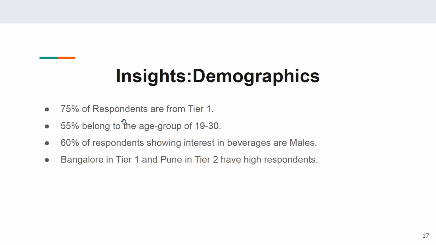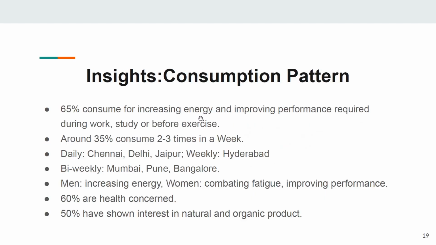In demographics, if we go back, here you can see the age group was 19 to 30. Around 55% of them belong to those groups. Similarly, the majority of respondents were from tier 1, right? From consumption pattern, if we see, 65%, like a majority of the respondents, would prefer consuming beverages for increasing energy and improving performance. That was the main reason that we saw in the charts.